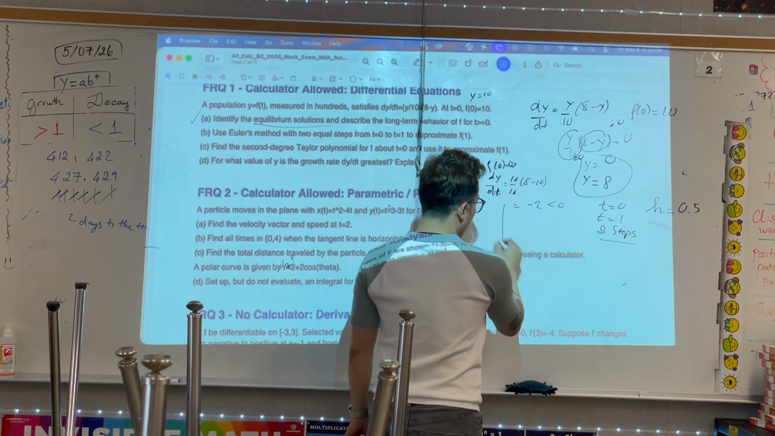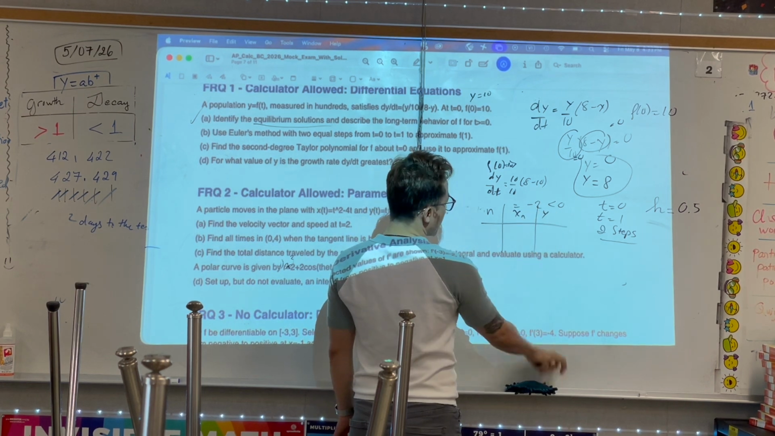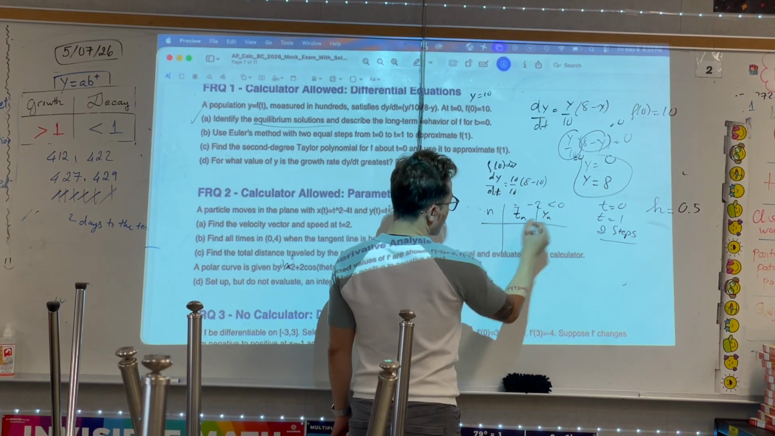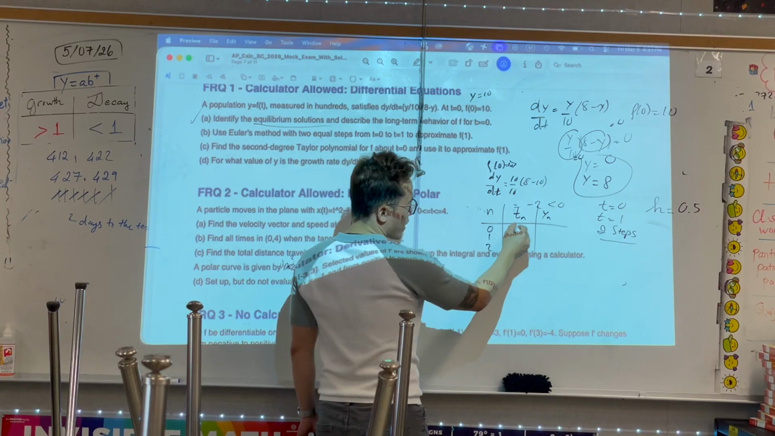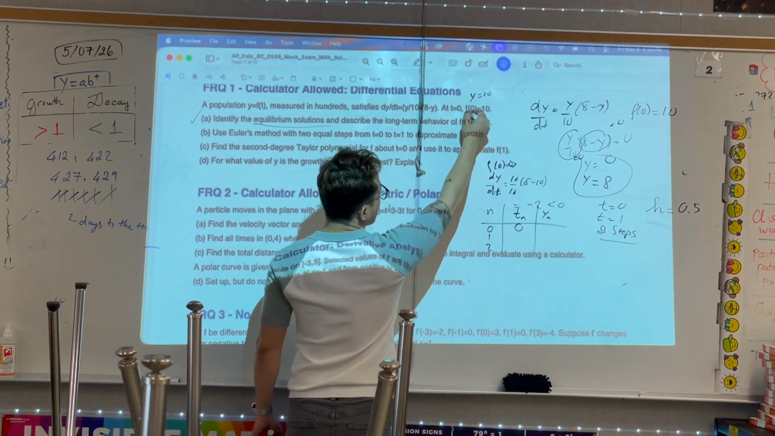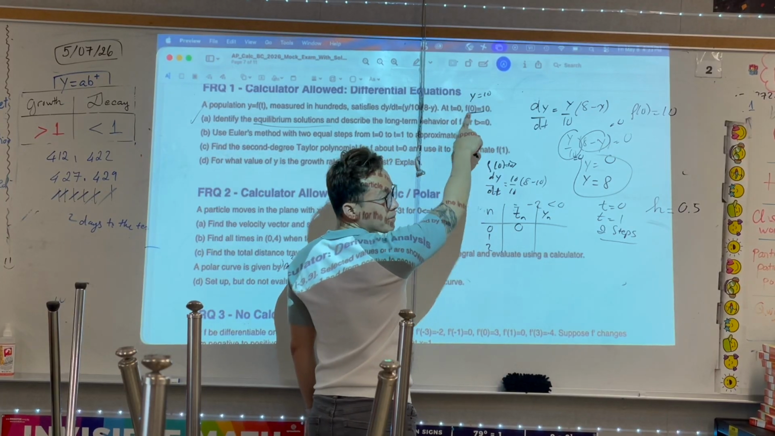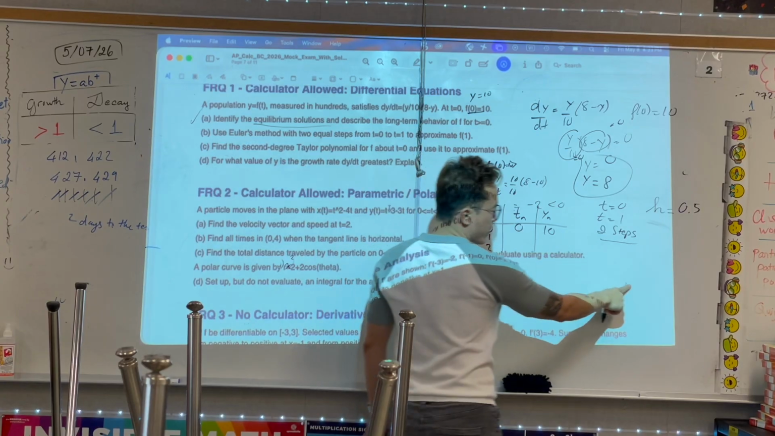And Euler method, remember I draw the table here? Xn and, in this case, it's going to be t. So tn and yn, okay? I need 2 steps, so 0, 1, 2. The first one is 0 because they say f of 0. When t equals 0, what is y? 10. Now what does the Euler method look like?